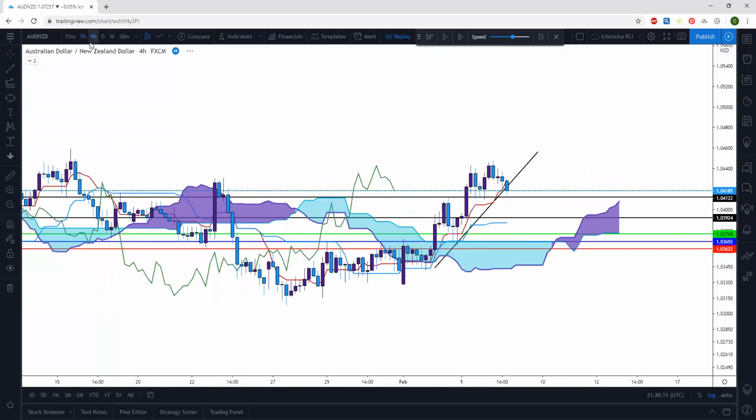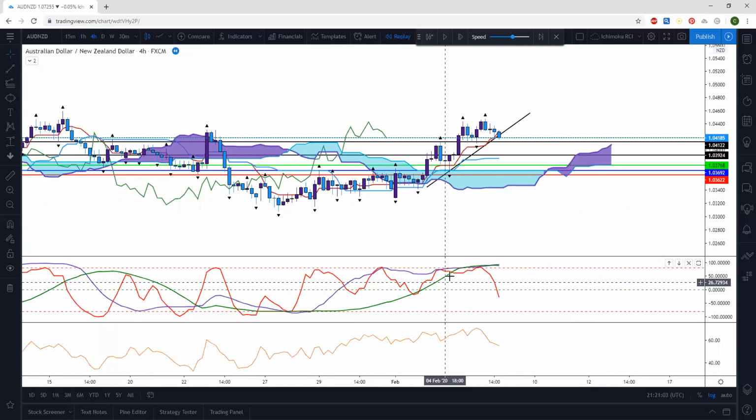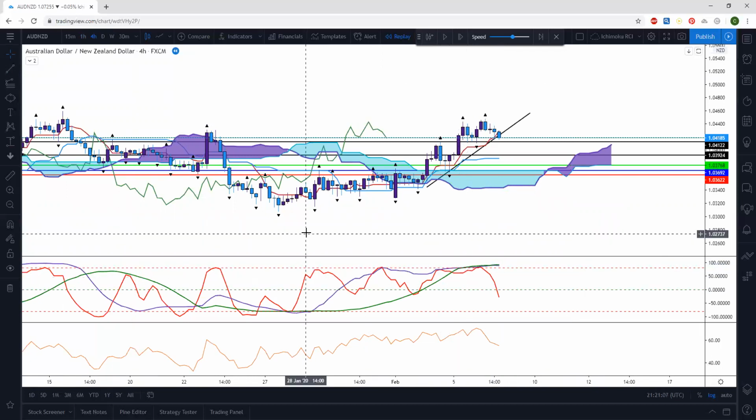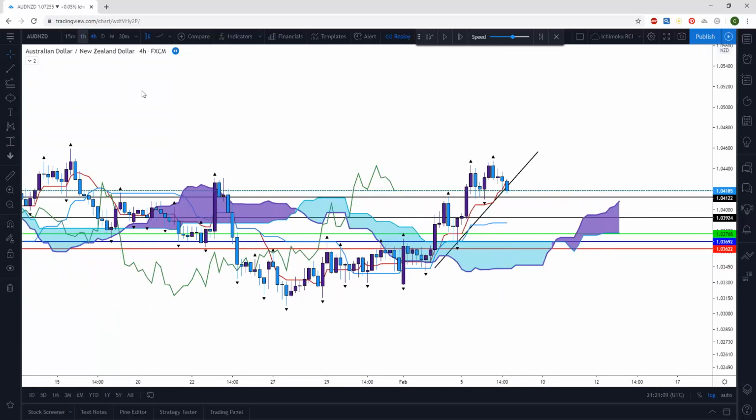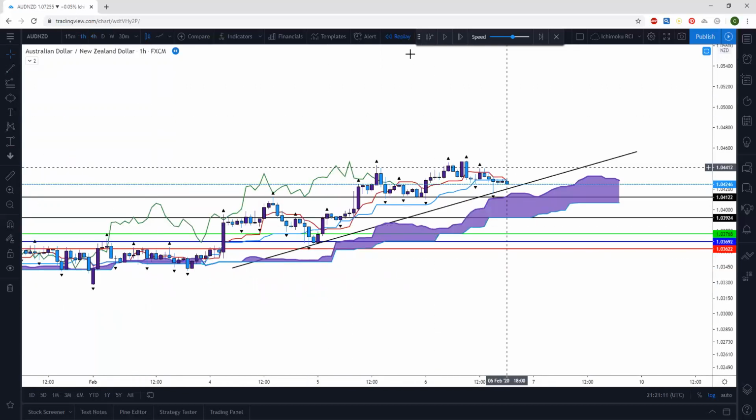Let's see, because we originally started off on the 4 hour. Now, this is the problem here. This is flat. This is still building momentum. Let's see what the RCI is saying. Oh, this trend is pretty strong, right? So I'm still gonna hold it. So let's see what happens.